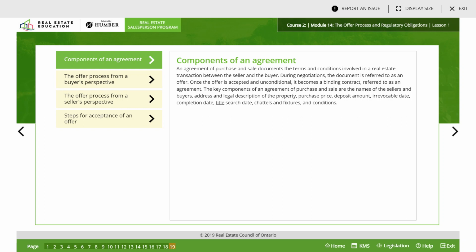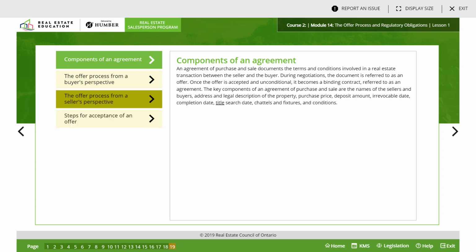The key components of an agreement of purchase and sale are the names of the sellers and buyers, address and legal description of the property, purchase price, deposit amount, irrevocable date, completion date, title search date, chattels and fixtures, and conditions.